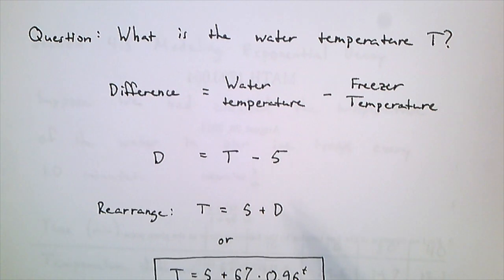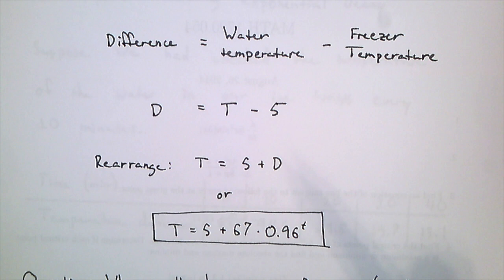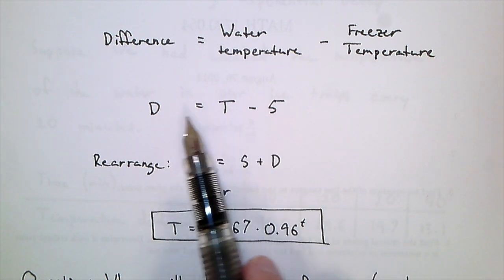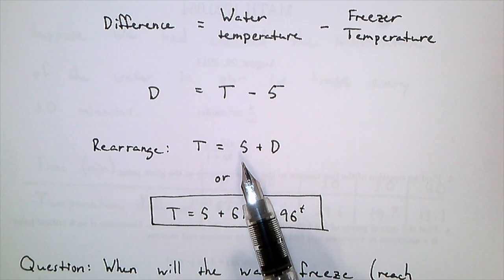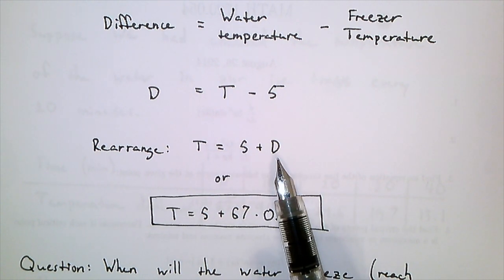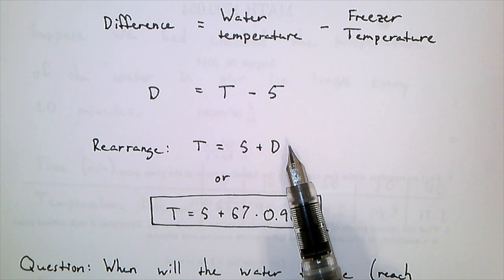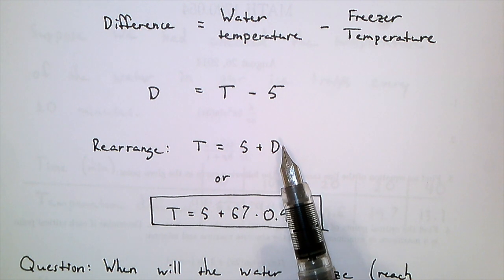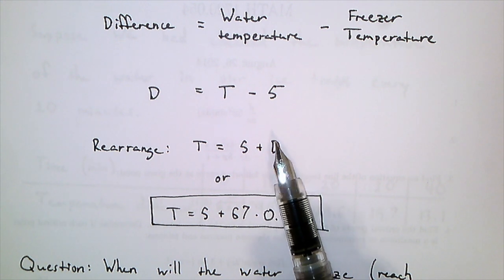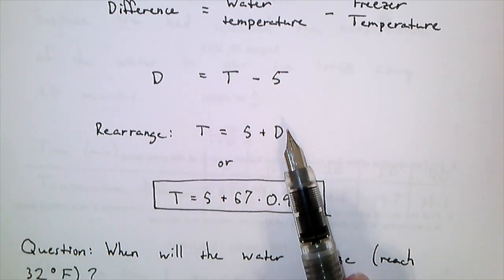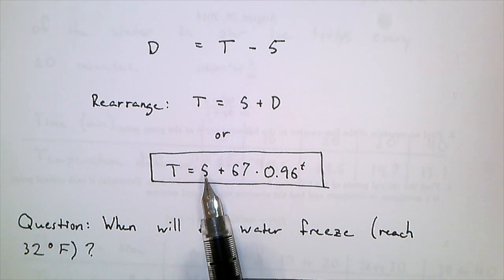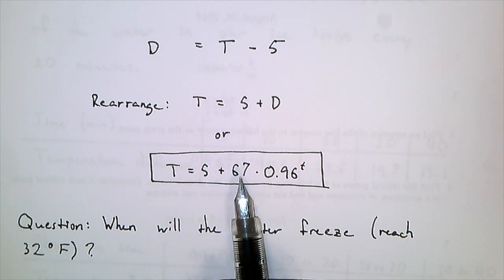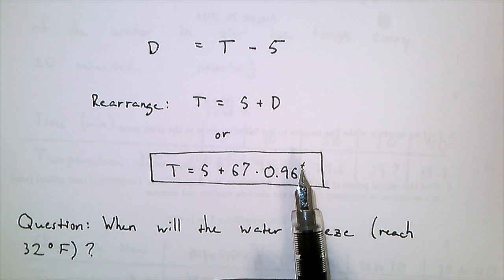If we rearrange this, we can solve for T. So add 5 to both sides of the equation, and you'll see that T is equal to 5 plus D, the difference in temperature. We can look back to our formula for D for the difference, our exponential function, and plug it in. And finally, we get the temperature of the water in the ice tray is equal to 5 plus 67 times 0.96 to the T power.